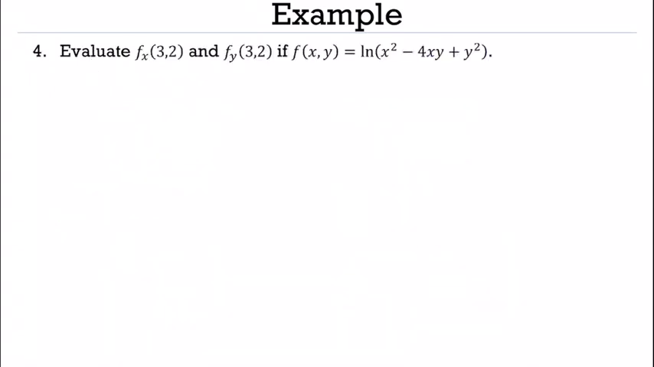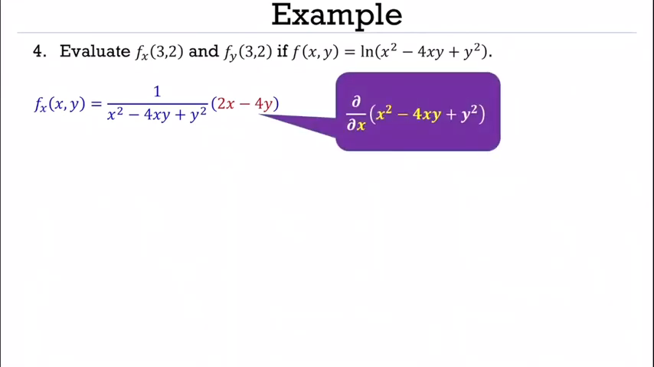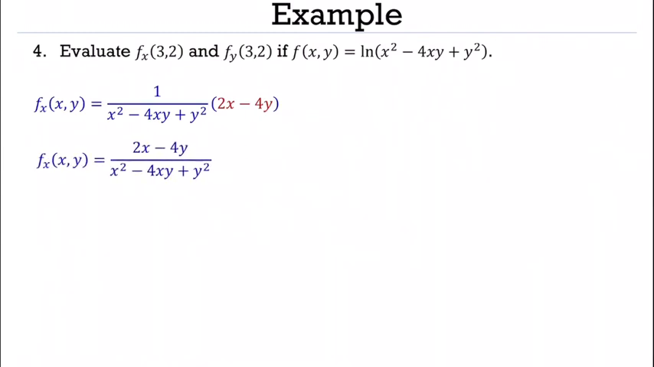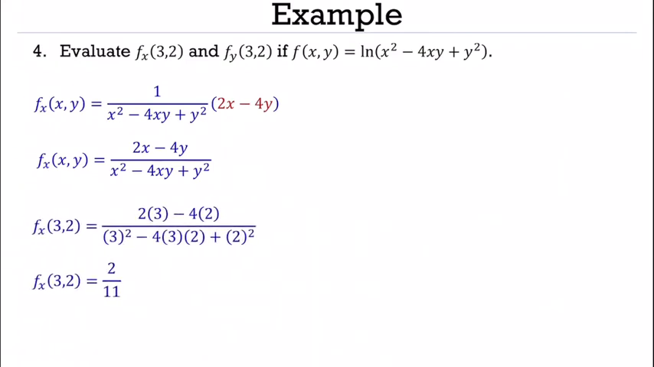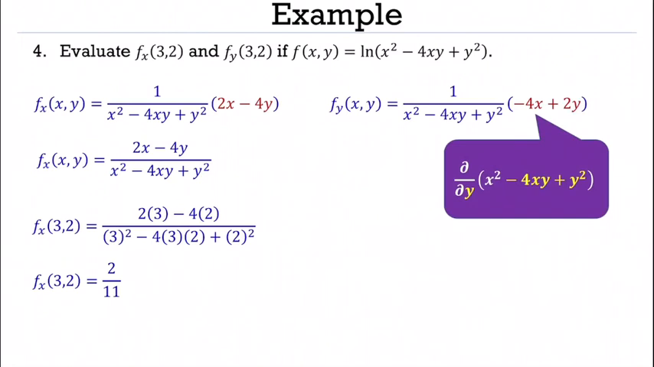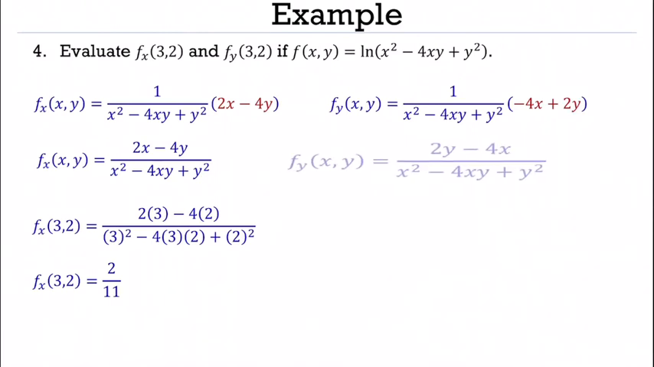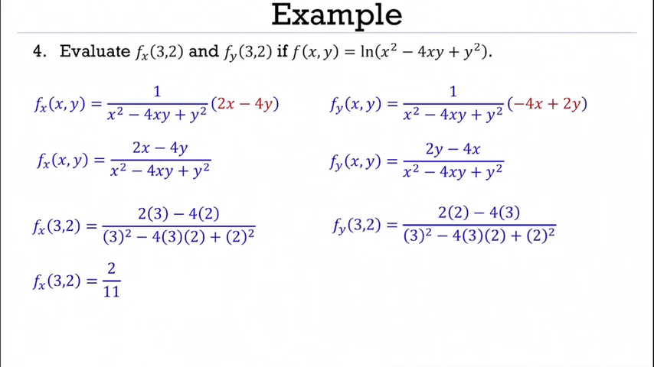This example involves natural logarithm or ln. So the partial derivative is 1/(x² minus 4xy plus y²) multiplied by the derivative of its denominator with respect to x. Then state the answer. After that, substitute the point (3, 2) and we get the answer 2/11. We use the same method for f sub y, where we write 1/(x² minus 4xy plus y²) first, then multiply by the partial derivative with respect to y. State the answer, then substitute the point (3, 2) to find the final answer.